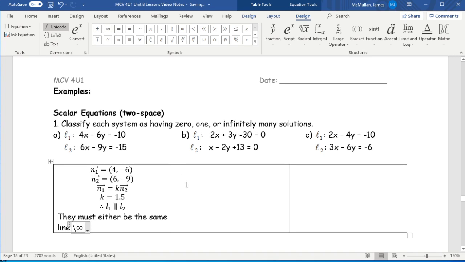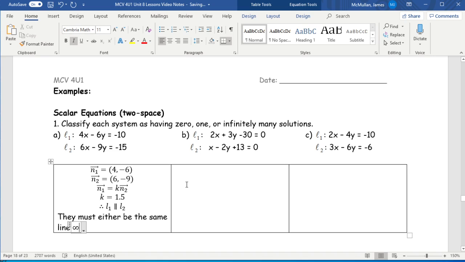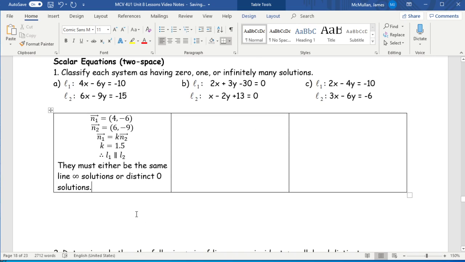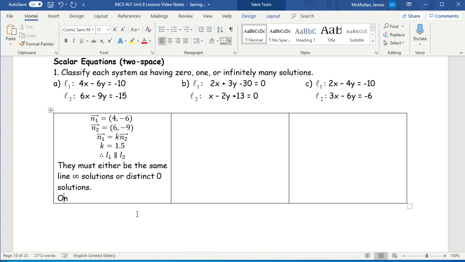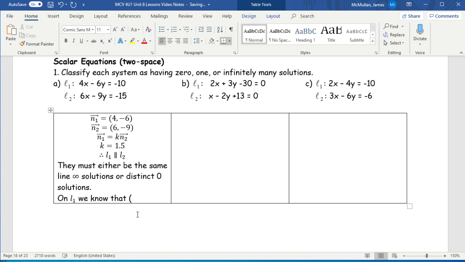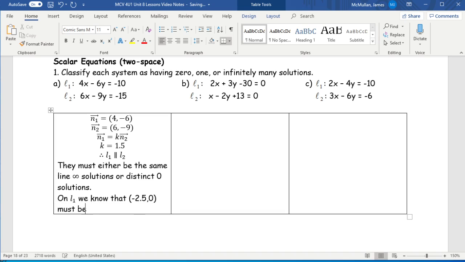INFTY, so they just shorten it. Okay, so they must either be the same line, where you have infinite solutions, or distinct, and they have 0 solutions. So again, an easy way to check this is to check a single point. For example, on L1, we know that the point (-2.5, 0) must be on the line.